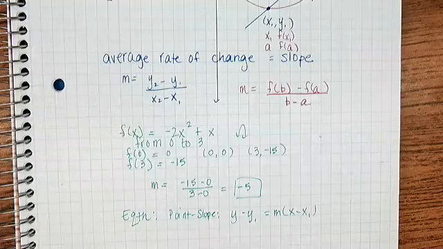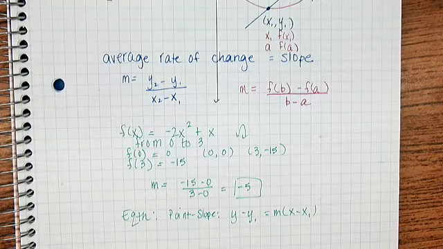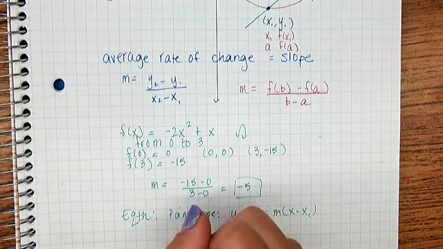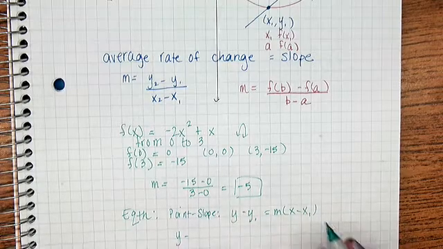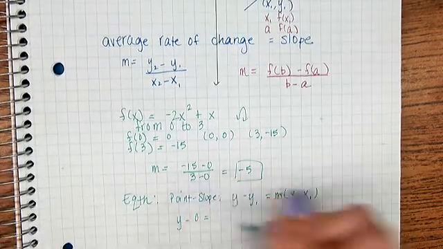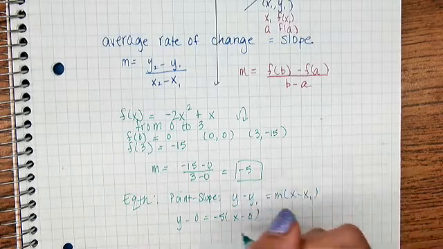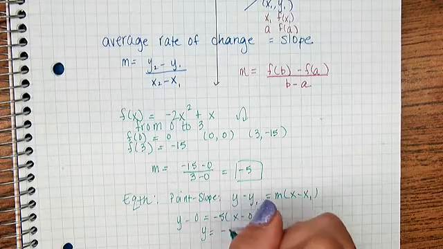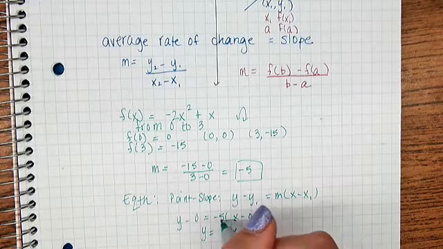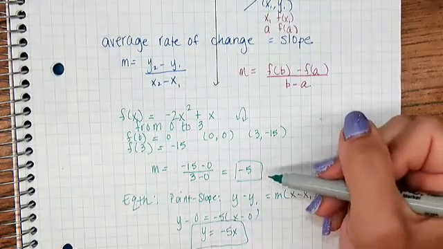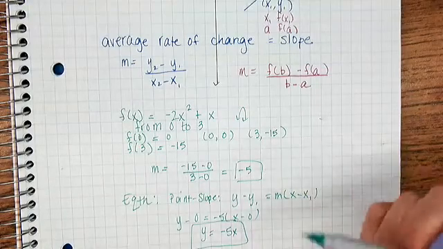That's point slope form. There's standard form, ax plus by equals c. There is slope intercept form, y equals mx plus b. Point slope form is by far the easiest. Plug in, move on. So y minus, I'm definitely going to use the 0, 0. Y minus 0 equals m times x minus 0. Y equals negative 5x. So negative 5 is the slope. Negative 5x is the line.